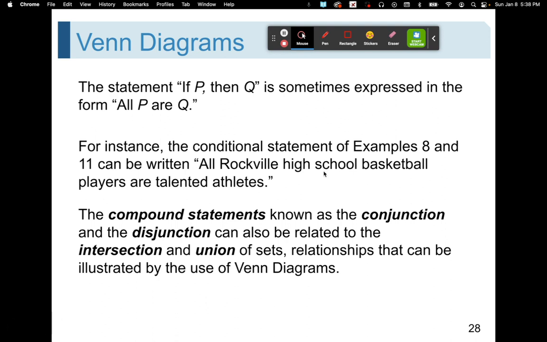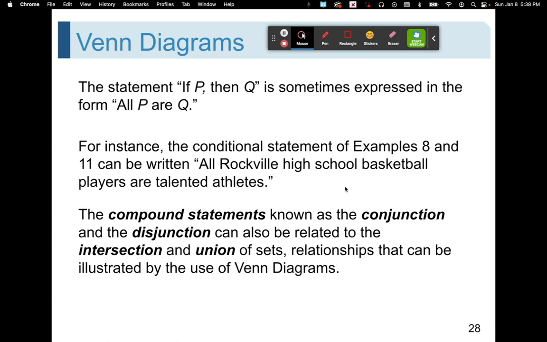The statement if P then Q is sometimes expressed as all P are Q. It doesn't happen very often, but it depends on the way it's worded to you, so that you're familiar with this idea. So that'd be something to write down: conditional statements if P then Q could be written as all P are Q. For example, the conditional statement of examples 8 and 11 can be written as all Rockville High School basketball players are talented athletes. So it's just a conversation, right? We look at it both ways, because if they're at this school, they are talented. So that means all high school basketball players at this high school are talented.